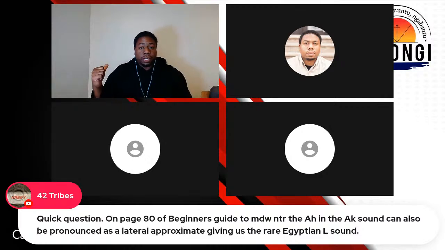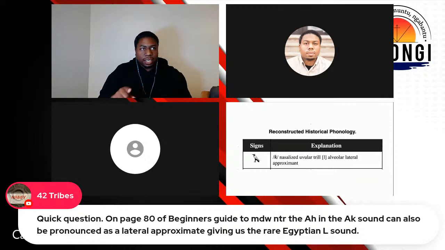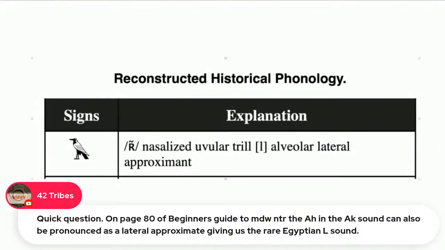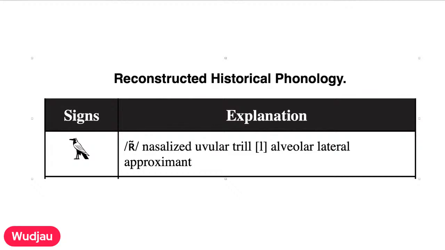So it's just like when Chinese people come to the United States and they're trying to pronounce all our words with L in it. It may be the reverse, but they replace it with R, like a rolling R. But I think yeah, it is the reverse. So when they try to say our R, they say L, I think. So yeah, that's the sign there, the nasalized uvular trill, right?